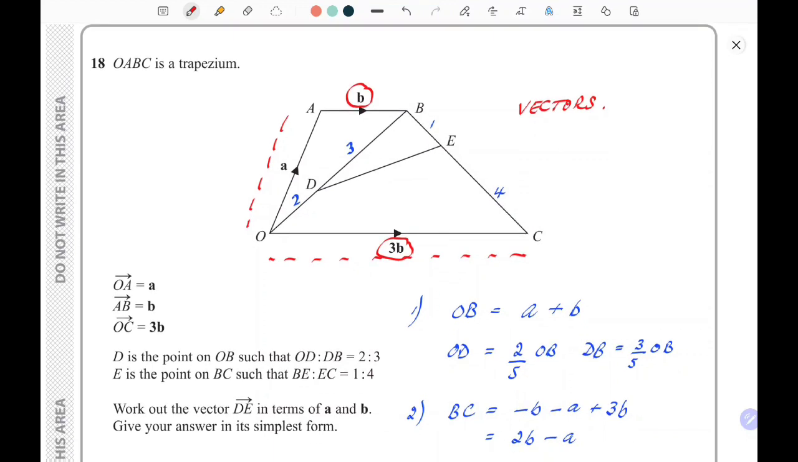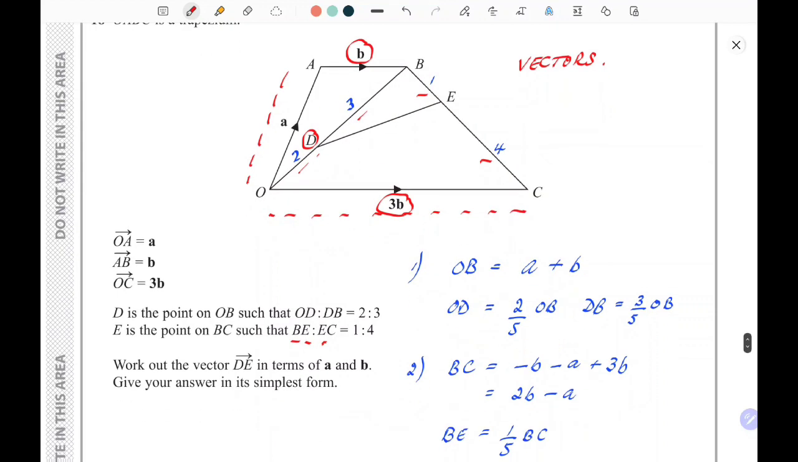Then they've given us some ratios. So D, this point here, is such that O to D and D to B is 2 to 3. So I've labeled that on the graph. And then B to E and E to C is 1 to 4, again labeled on the sketch. What they want us to do is to work out the vector DE, this is the one that we want, in terms of a and b.